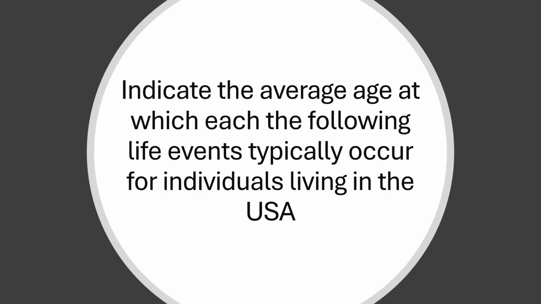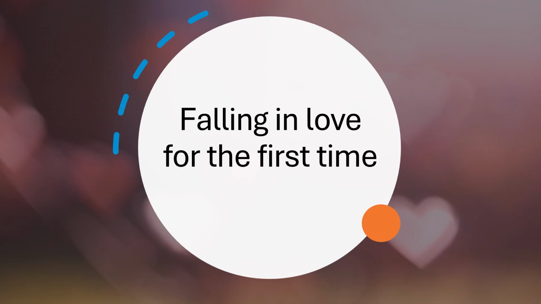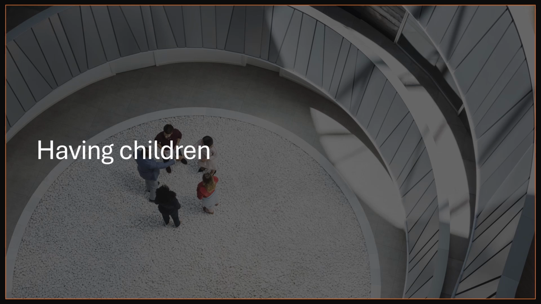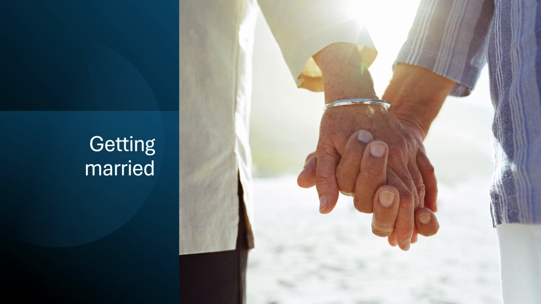So now I want you to think about the average age at which each of the following events typically occur for individuals living in the U.S. So think about falling in love for the first time. Think about having children. What is the average age associated with that? What about getting married?